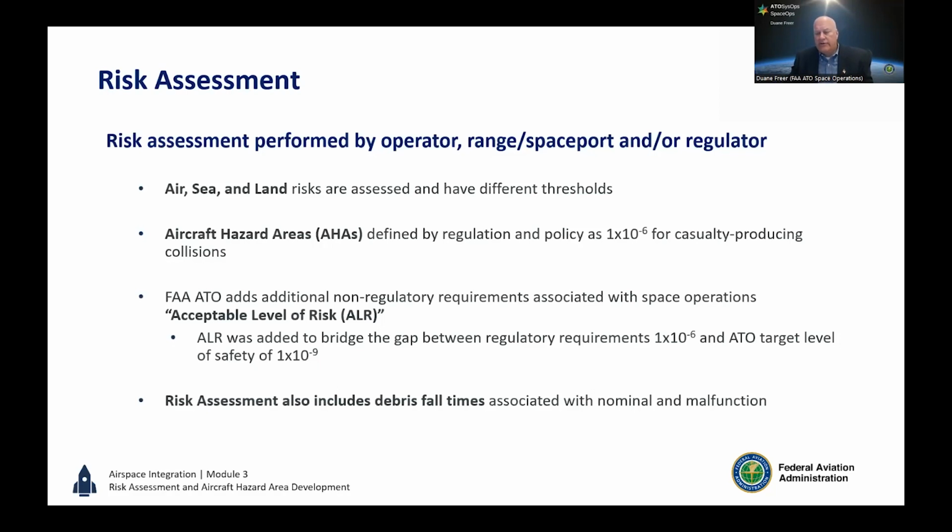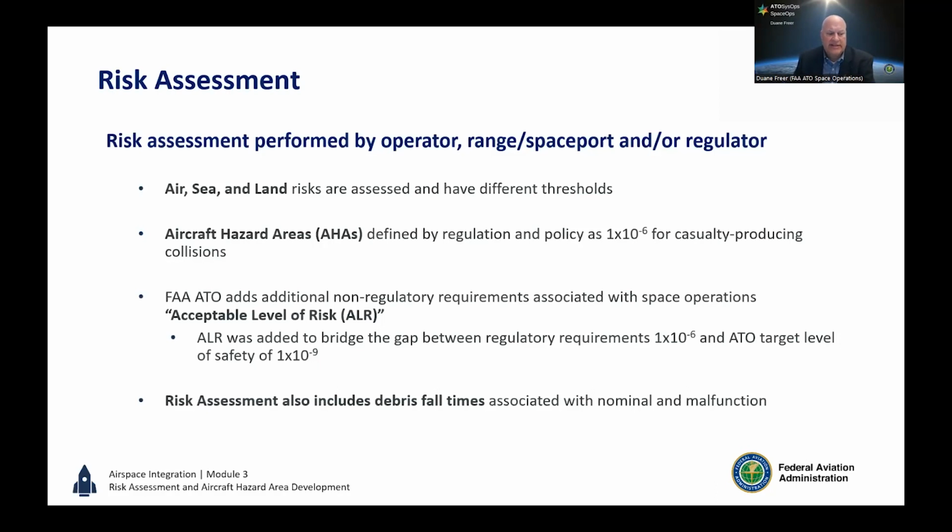The ATO, or Air Traffic Organization, has a target level of safety, which is 1 × 10⁻⁹. So recently in 2018, we adapted acceptable level of risk for space operations. And the acceptable level of risk was a policy that was developed to bridge the gap between the regulatory requirement of 1 × 10⁻⁶ and the ATO target level of safety of 1 × 10⁻⁹. That's a very complicated discussion, but we have some slides in here, and I'll try to do it justice in a couple slides, but we'll talk about that also.